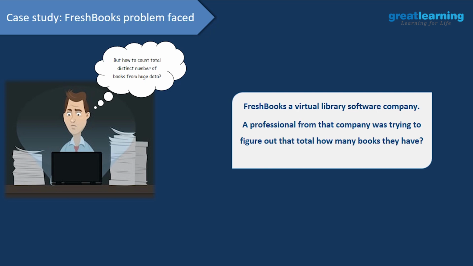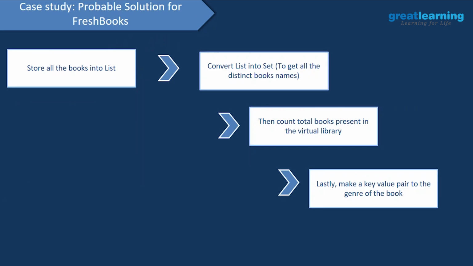So let's see how we can solve that problem using the collection framework concepts. First, we need to store all the books. The books they have need to be stored in a list. Then we need to convert that list into a set. Why do we need to use set? I told you before that set is something we use to get the distinct values. If you have some repetitive books and you enter them into the list, it will directly eliminate the duplicates and keep it as one. So it will count all the repetitive books as one, right?